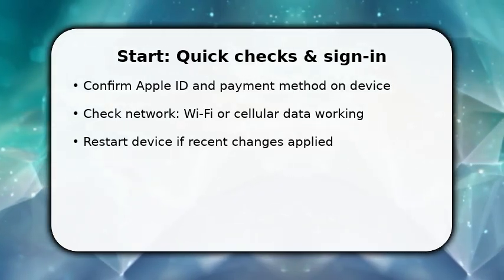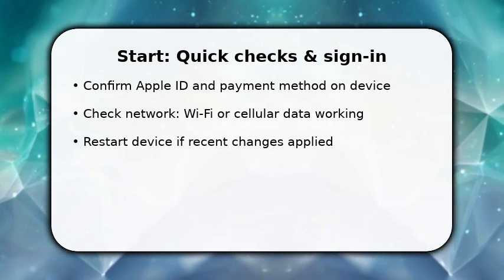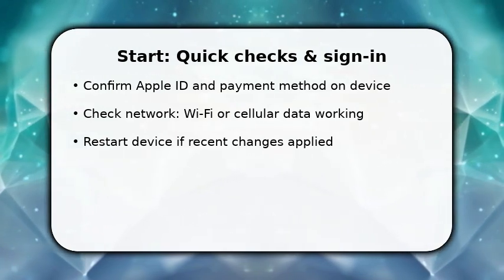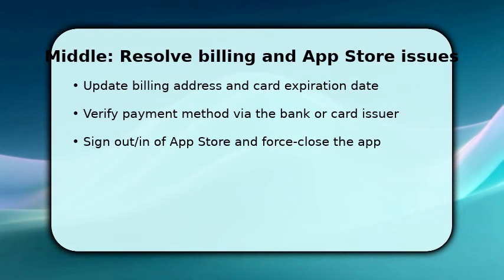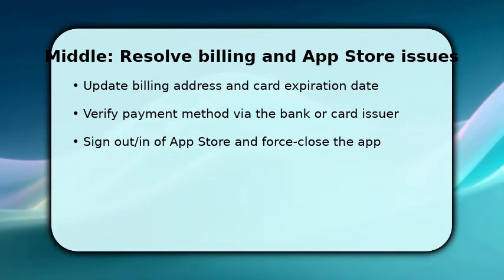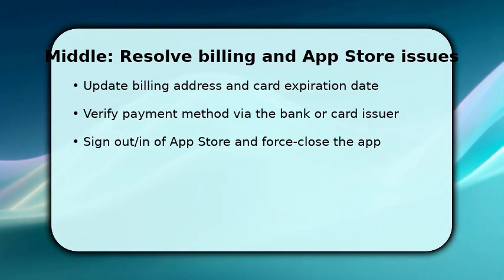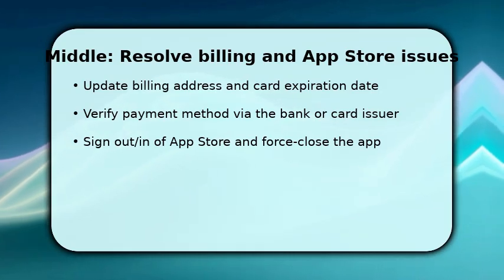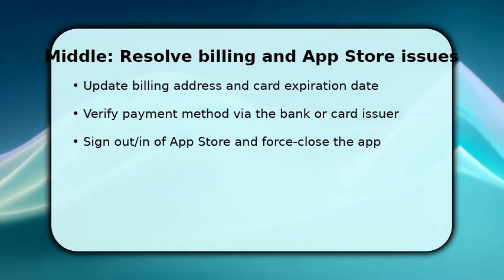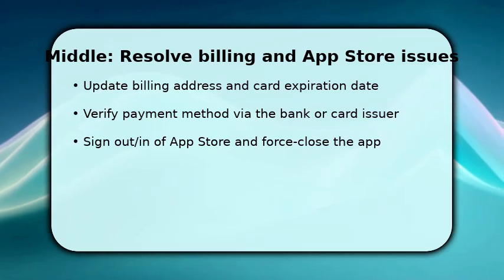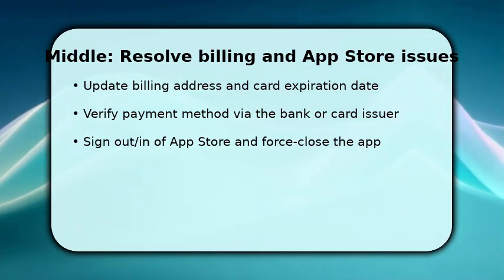Next, dig into billing specifics. Update the card number, expiration, security code, and billing address exactly as your bank has them. If the card still fails, call or use the bank app to authorize the charge. Sometimes blocks appear for security reasons. Then sign out of the App Store, force close it, and sign back in to refresh tokens.